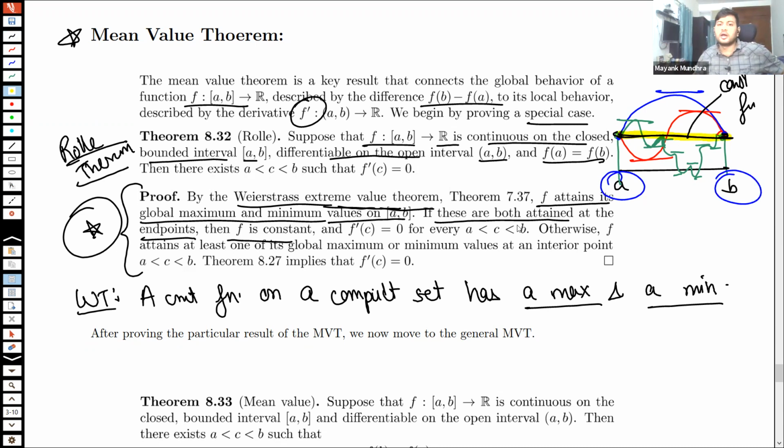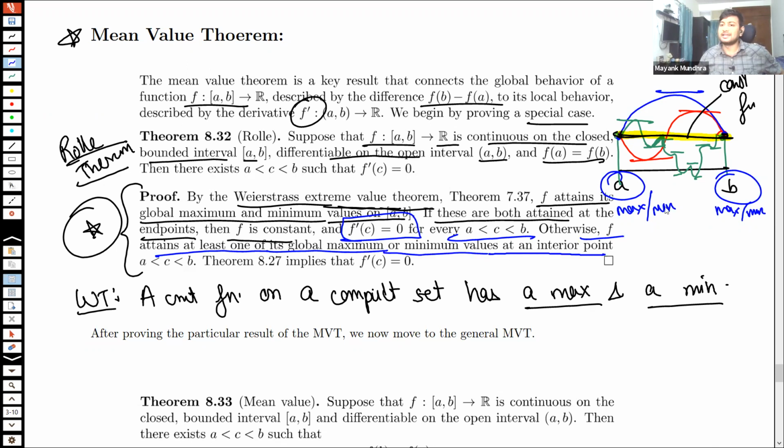If A and B are both maxima or minima, then f prime c equals 0 everywhere, and the thing is trivially true. Otherwise, f attains at least one of its global maximum or minimum values at an interior point.